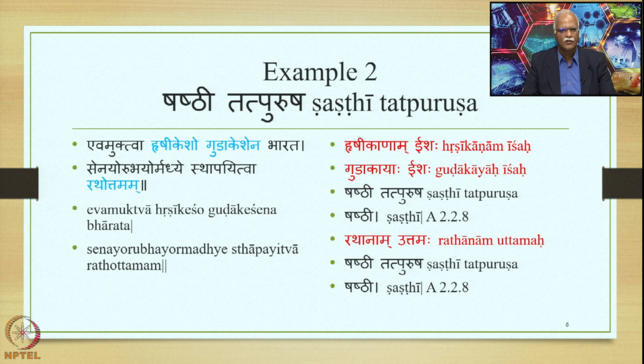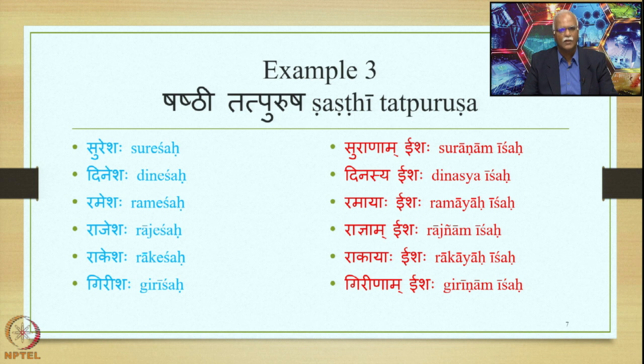Similarly, Gudakesha is dissolved as Gudakayaha Ishaha. Gudaka refers to sleep, one who is the master of sleep, one who is in control of one's sleep, is called Gudakesha. Both these samasas are dissolved in the fashion of a Shashti Tatpurusha in accordance with the sutra Shashti 2.2.8. Rathottamaha is dissolved as Rathanam Uttamaha, also a Shashti Tatpurusha, also stated by the sutra Shashti 2.2.8.